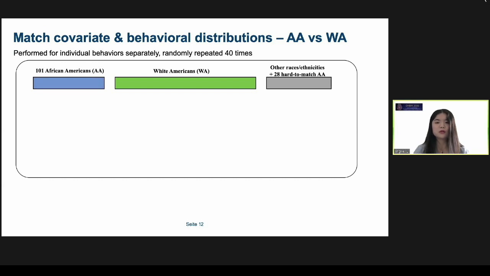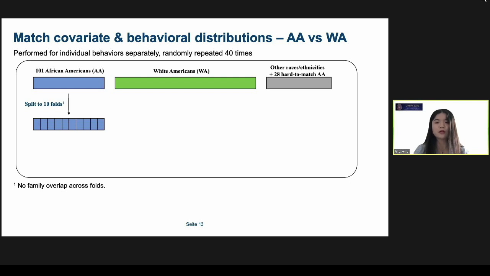First, we need to make sure that the African American and white American samples are comparable, so we need to match their distributions of covariate and behavioral variables as much as we can. The following process was repeated for each behavior multiple times to find at least 40 random ways to split the subjects into matched folds.